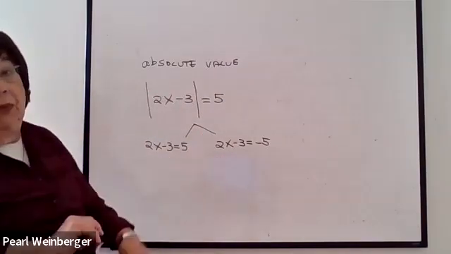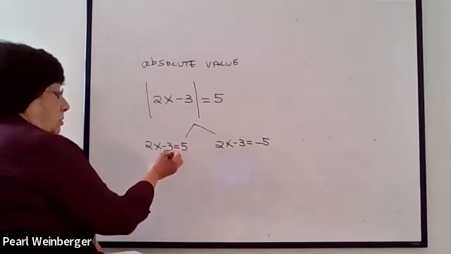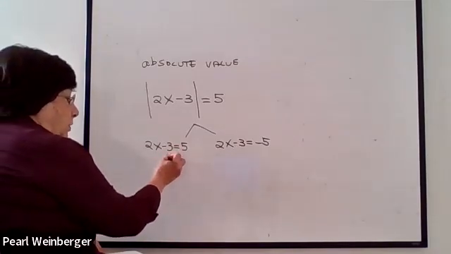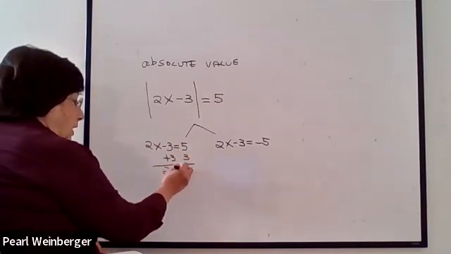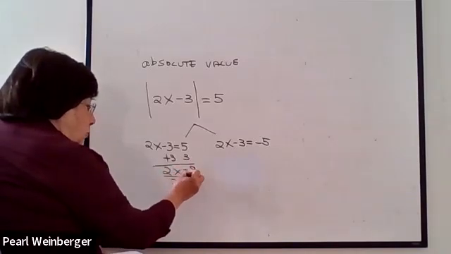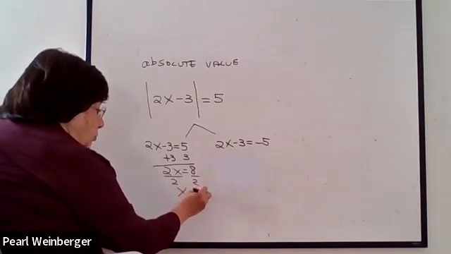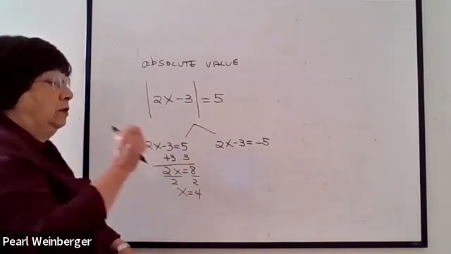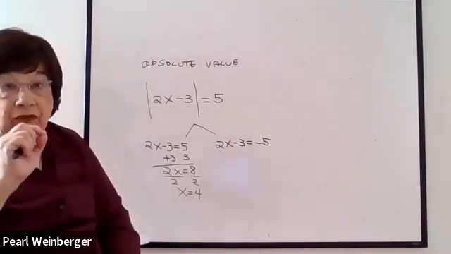And you solve both of these equations. These are not hard equations to solve. Here I'm going to do plus 3 to both sides, which will give me 2x equals 8. And I'm going to divide by 2. So that'll give me x equal to 4. One solution to this problem is x equaling 4.